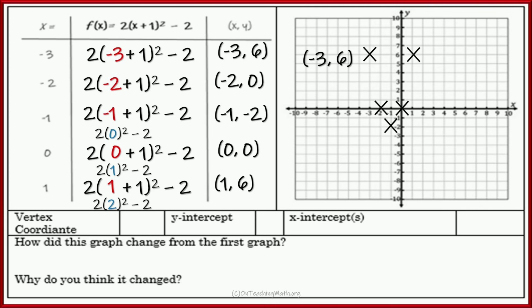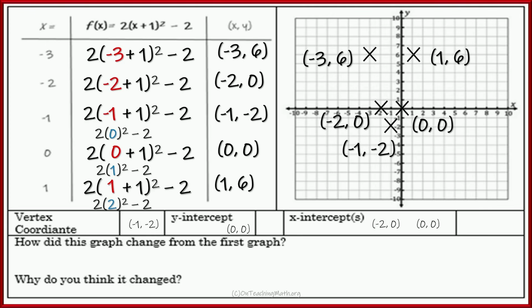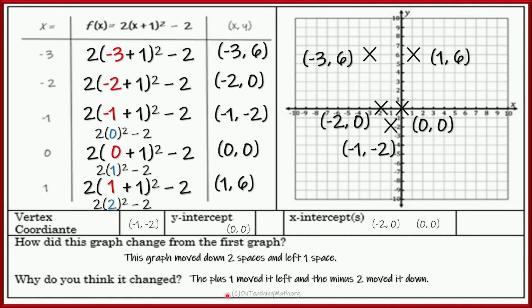Oh, that's kind of interesting. A little thinner than normal, but those are all of our points. You can put those on the graph now. Looks like our vertex is negative 1, negative 2. We have an x-intercept and a y-intercept of 0, 0, and another x-intercept of negative 2, 0. So our graph would be right here, looking like this. All right, so it got moved down 2 spaces and 1 to the left. That's because of this number, 1. And this number, negative 2 there. You're going to learn how those work for sure in the near future.